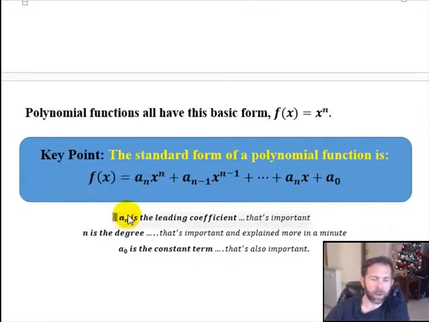The number in front, this a sub n, is your leading coefficient. That's one of the important parts of the function in equation form. The n is your degree. That's another important part. And then a sub 0 here is your constant term, which is always your y-intercept.